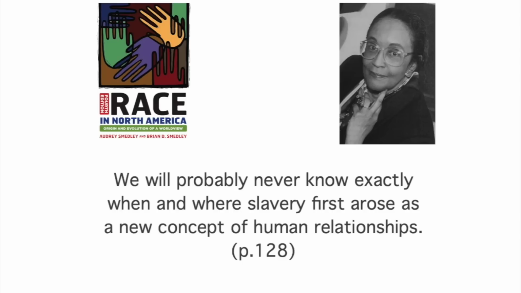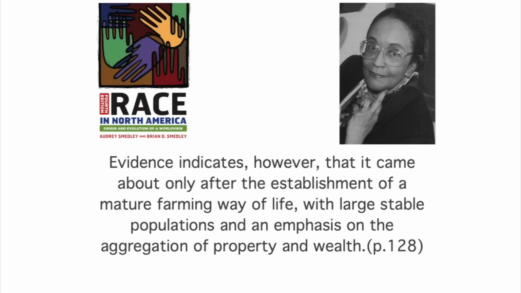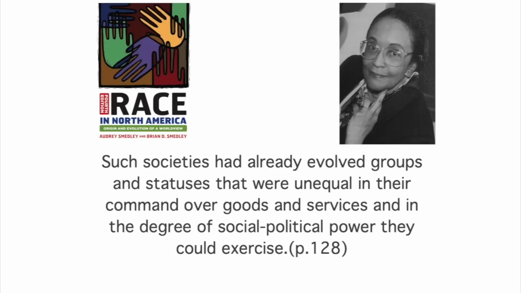We will probably never know exactly when and where slavery arose as a new concept of human relationships. Evidence indicates, however, that it came about only after the establishment of a mature farming way of life, with large, stable populations and an emphasis on the aggregation of property and wealth. Such societies had already evolved groups and statuses that were unequal in their command over goods and services and in the degree of social political power they could exercise.